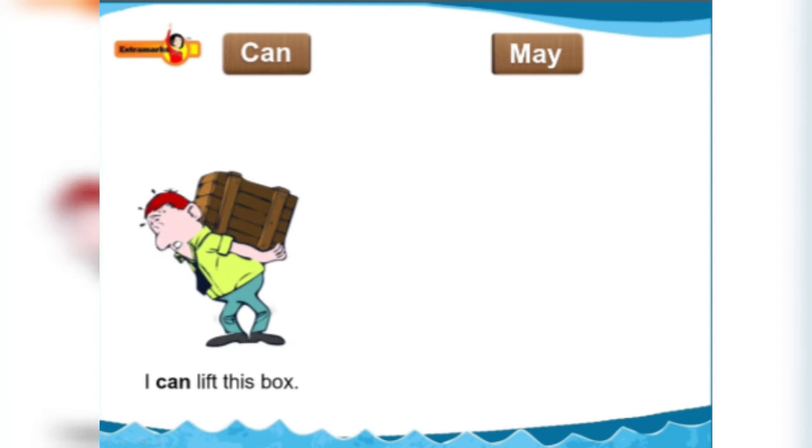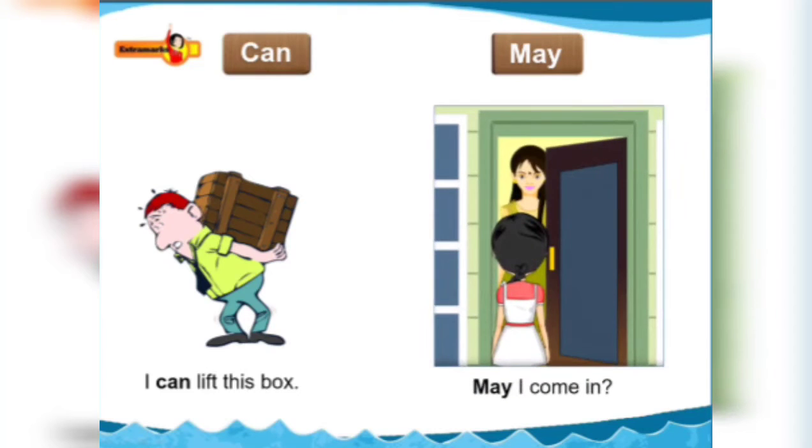B. Confusion while using can and may. Can indicates the ability to do things. For example, I can lift this box. It shows that the person is capable of lifting the box. May, on the other hand, is used to ask for permission. For example, may I come in?